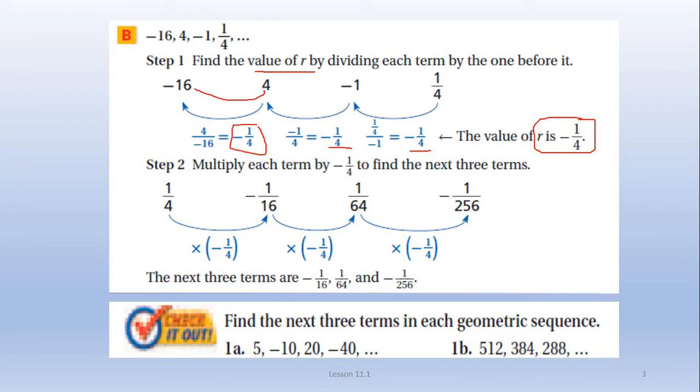Okay, now to find the next three terms in this sequence, we will multiply by negative 1 over 4, which is the common ratio. So the last term is 1 over 4, multiplied by negative 1 over 4 gives negative 1 over 16, then 1 over 64, then negative 1 over 256. It is the last term after we multiplied by negative 1 over 4.